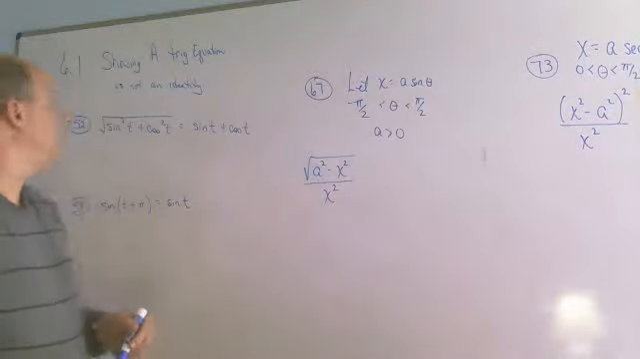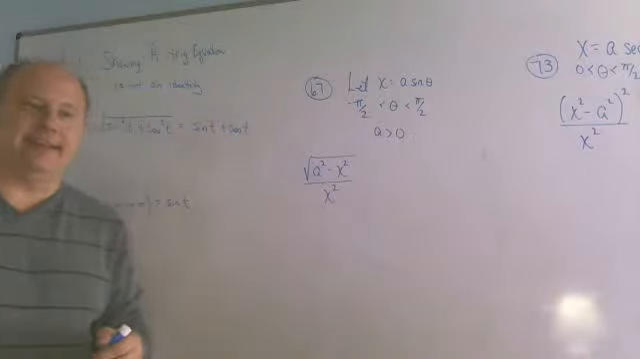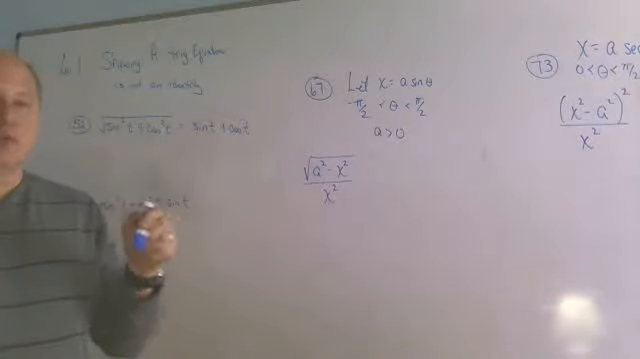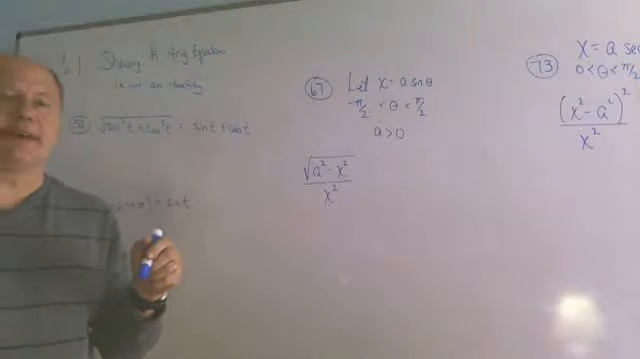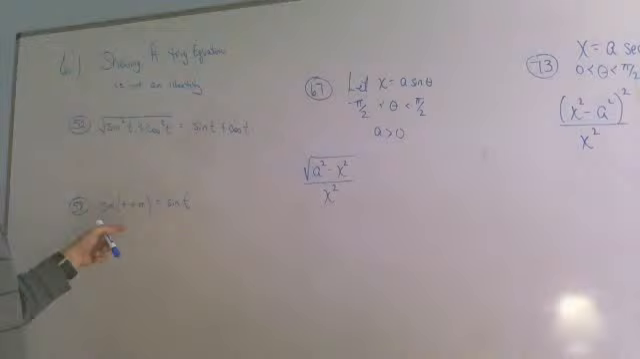Hi, this is the second part of 6.1. The first part of 6.1, we were just verifying identities. This one's got a couple of things going on in this next piece. One is we're going to show that an equation is not an identity.